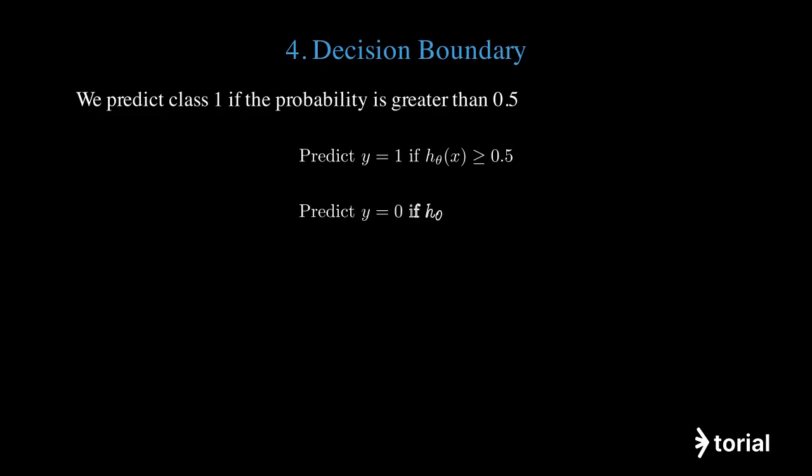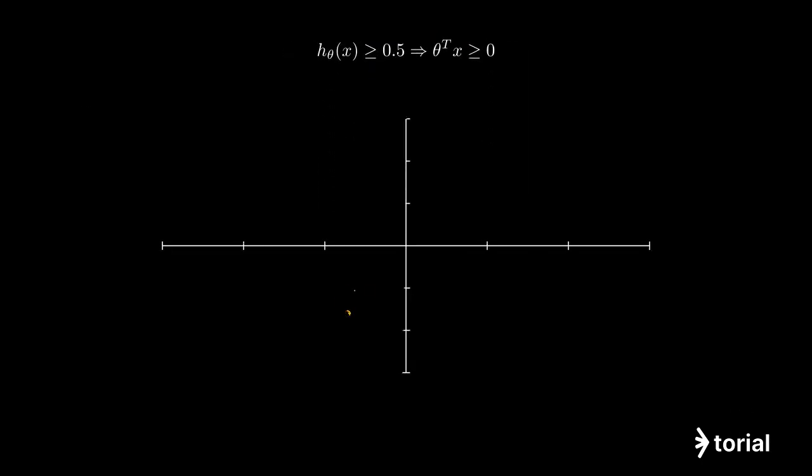And predict y equals 0 if h theta of x is less than 0.5. Since the sigmoid equals 0.5 when its input is 0, we predict class 1 when theta transpose x is greater than or equal to 0. Here we see a linear decision boundary separating two classes of data points, with yellow dots on one side and blue dots on the other.